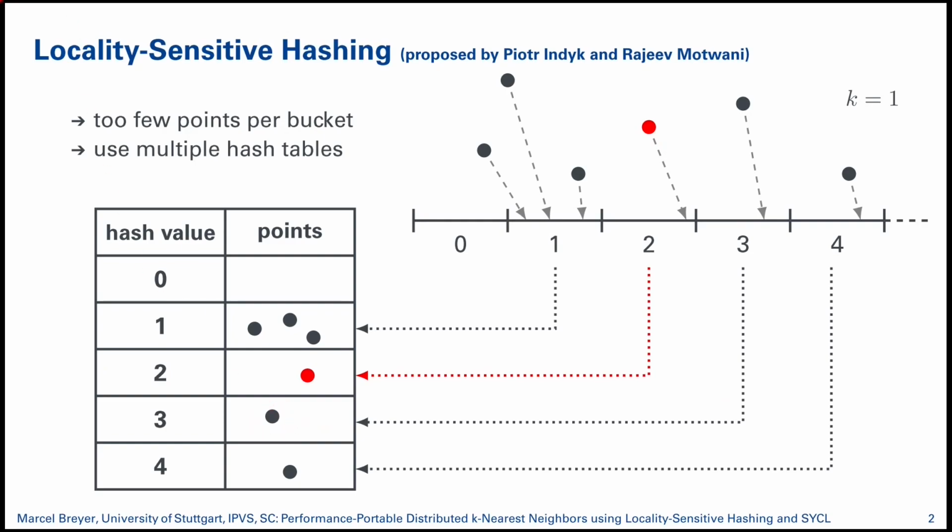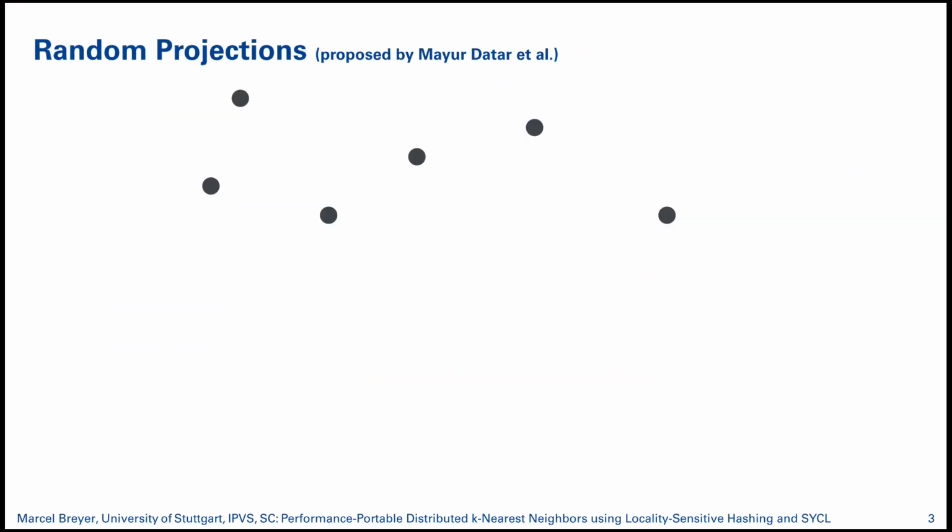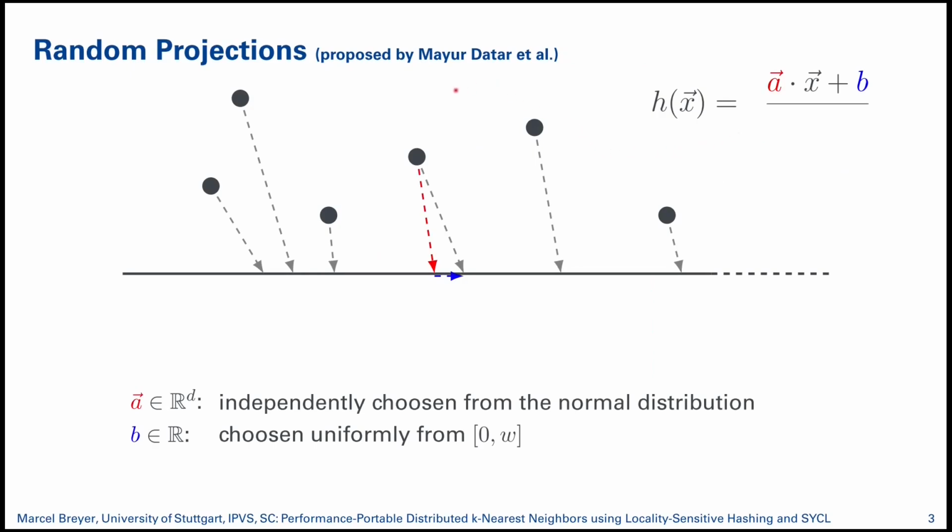Up until now, I have talked about locality-sensitive hash functions, and now let's have a closer look at such hash functions. At first, the random projections as proposed by Datar et al. Given the previous dataset, at first we have to calculate a mapping from the high-dimensional space to the numbers line using a scalar product and an addition. The entries of the vector A are independently chosen from the normal distribution, and the scalar B is chosen uniformly at random from the interval 0 to W.